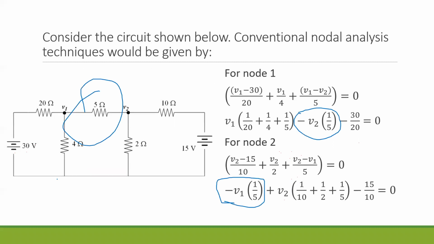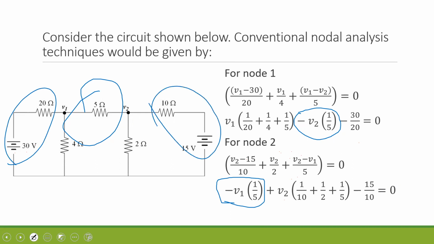And I also indicated that for the source currents, it would be 30/20, 15/10.